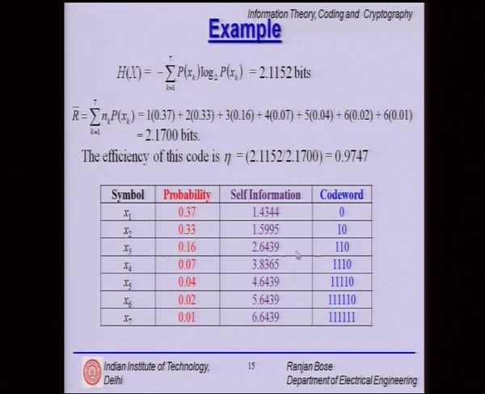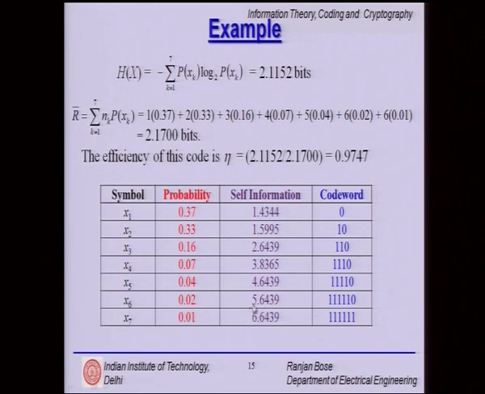This symbol x3 only commands information worth 2.64 bits, but unfortunately Huffman has allocated 3 bits, wasteful, and I will be paying in terms of my poor R bar and hence the poorer efficiency of the code. Where are we losing the efficiency? It is all here. I just do not have a choice.